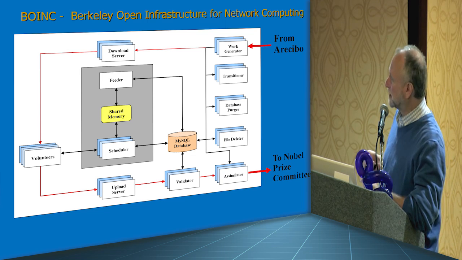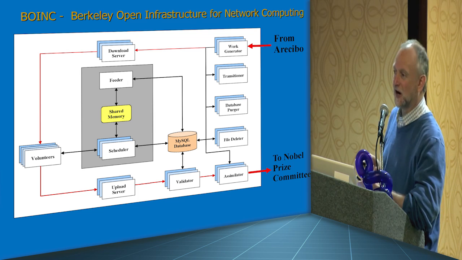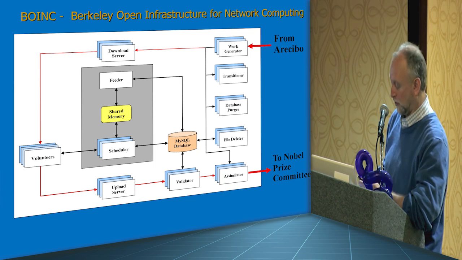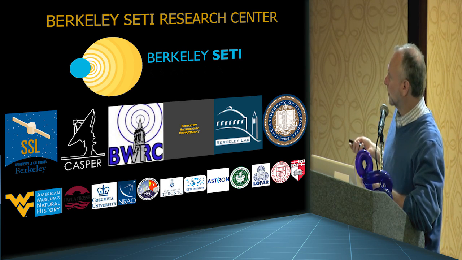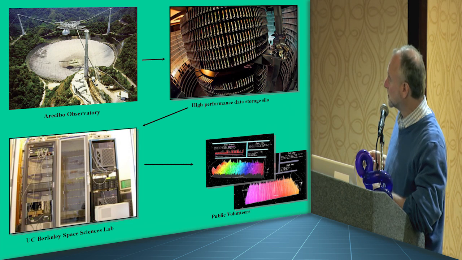But anyway, we take the data from that dish, we record it, and then we break it up into little chunks, and everybody gets a different chunk of the sky. So you'll get one piece of the sky. Everybody, you download the screensaver program, you get 100 seconds of data. And these are our collaborators at Berkeley. These are some of the students that have written the code. It's a big open source project.